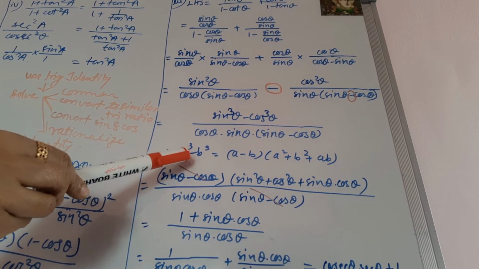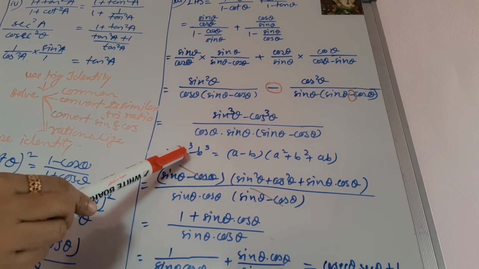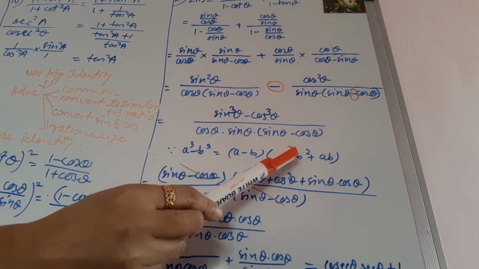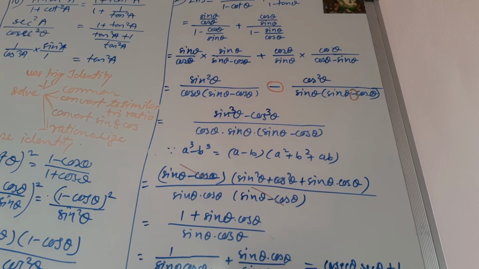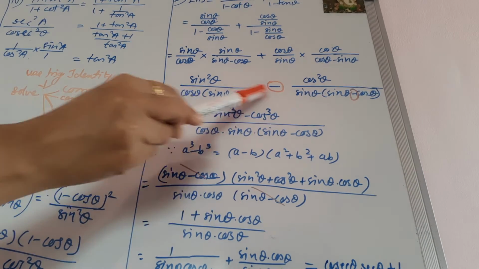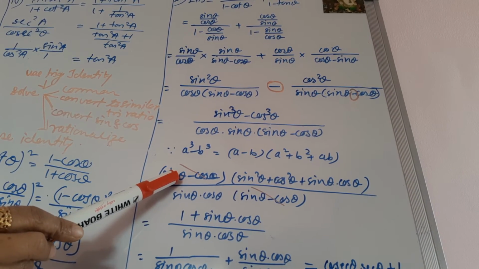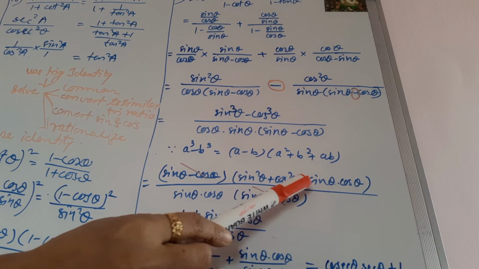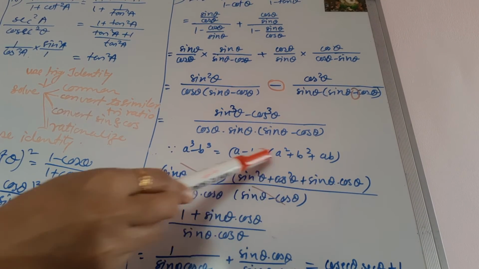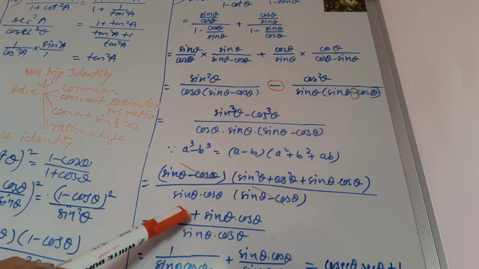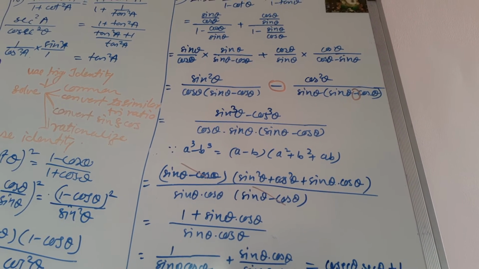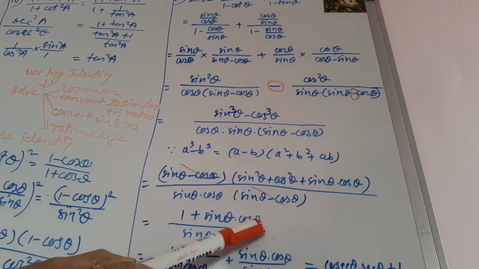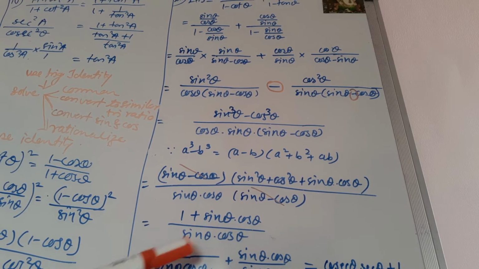Now further we are going to use the algebraic identity a cube minus b cube equals a minus b in one bracket and in another bracket a square plus b square plus a into b. Using this we have solved it further and we got sin theta minus cos theta in bracket sin square theta plus cos square theta plus sin theta into cos theta. Further, sin square theta plus cos square theta is nothing but 1, and the common factors we can cancel out from numerator and denominator. So here it remains 1 plus sin theta into cos theta divided by sin theta into cos theta.